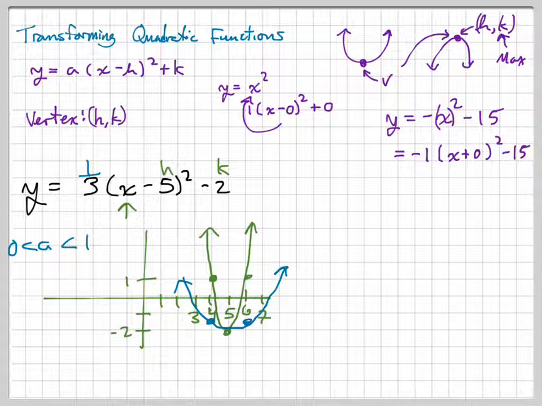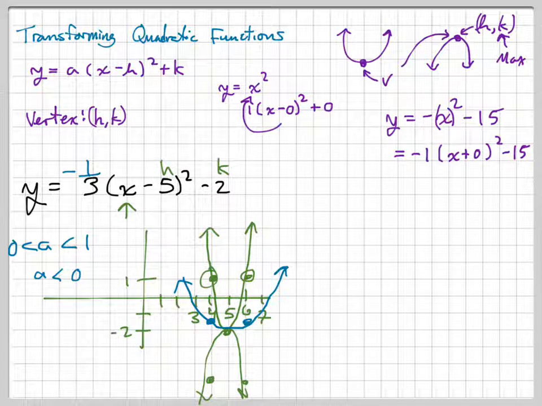The other thing that a can do is that a can flip it. So let's pretend a is less than 0. That means this would be a negative number. Now the only thing that changes is it takes all the y values and switches them. So instead of this y value right here being up there, we would go down instead of up. So it would be 1, 2, 3 right there. So it would flip the function over.